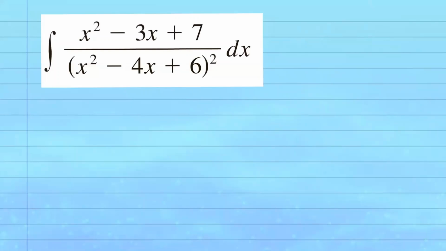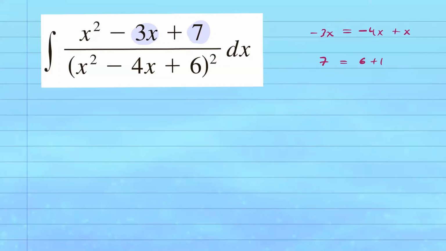So what I'm going to do is try to write the numerator in a way so that this looks like negative 4x and this looks like 6. So I'm going to write it like this. So we know negative 3x, think of it as negative 4x plus x, because that's negative 3x. And then 7, well, I can write that as 6 plus 1, because that's 7. And you'll see why I'm doing that.